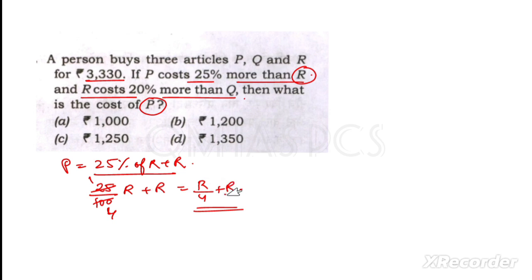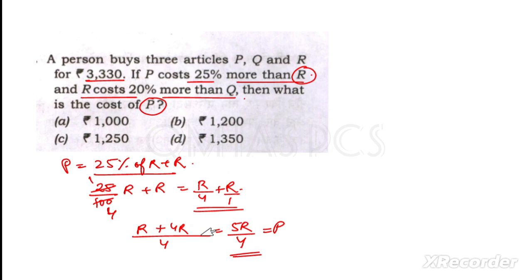Here R is 1 if there is nothing written, so the LCM of 4 and 1 is 4. Here it is R, plus 4R, so here it is 5R by 4. So what is the value of P? P is equal to 5R by 4. Okay, now for R, P costs 25% more than R.